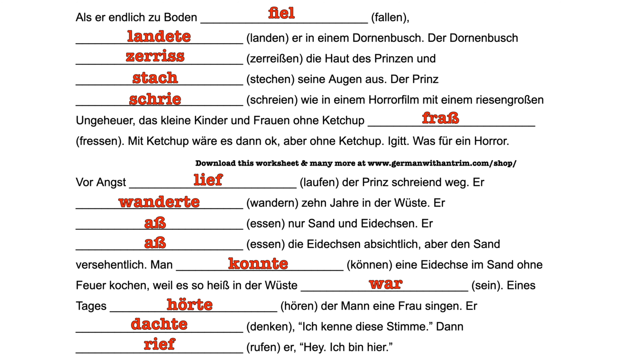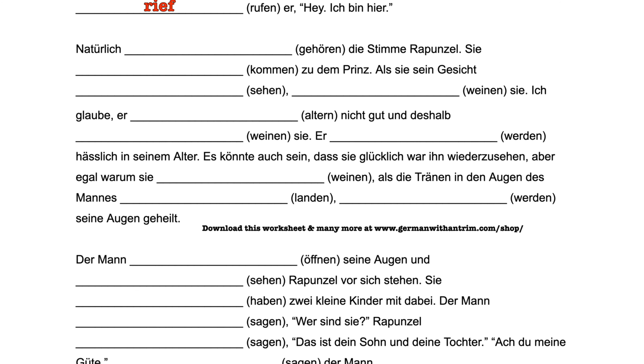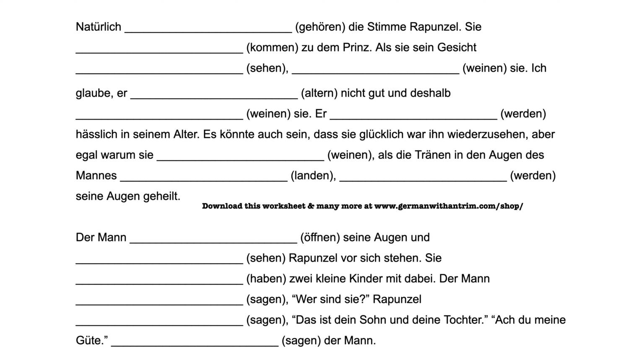Then he called out, hey, I'm here. Natürlich, and a form of the verb gehören. Gehören follows the same forms as hören does, because it's basically the same verb with a ge in front, and so we still have just the te endings. Die Stimme is our subject, which is still the RZS form, so no ending, just te. Natürlich gehörte diese Stimme Rapunzel. Of course this voice belonged to Rapunzel.